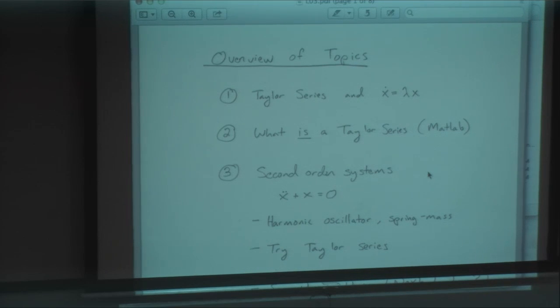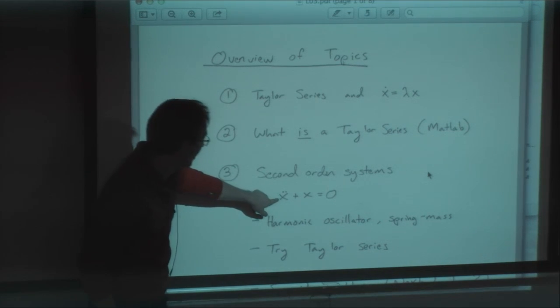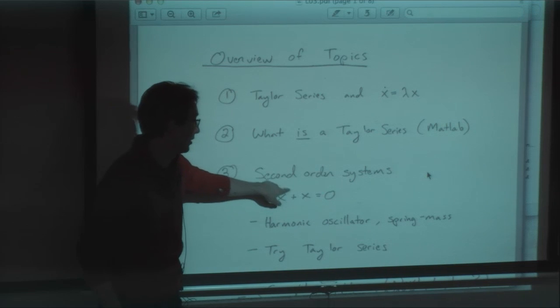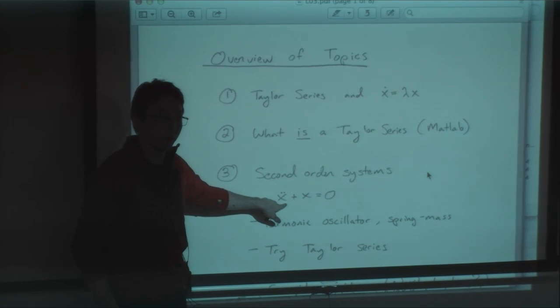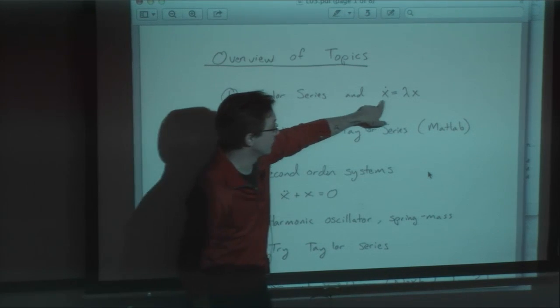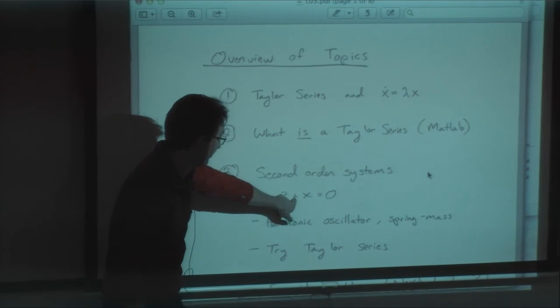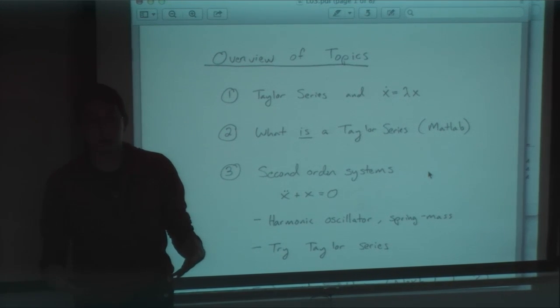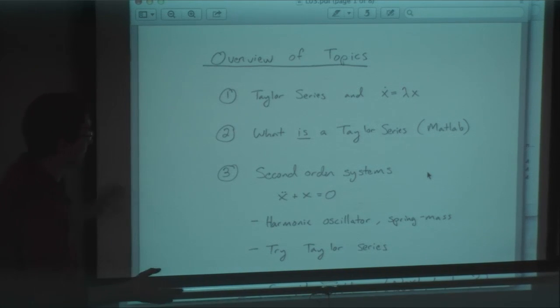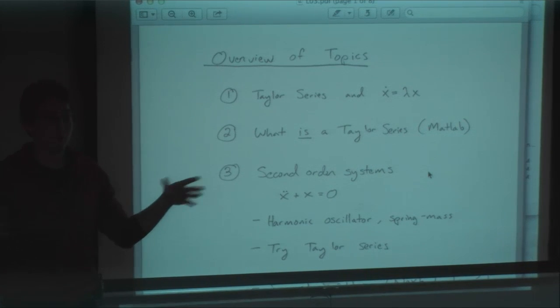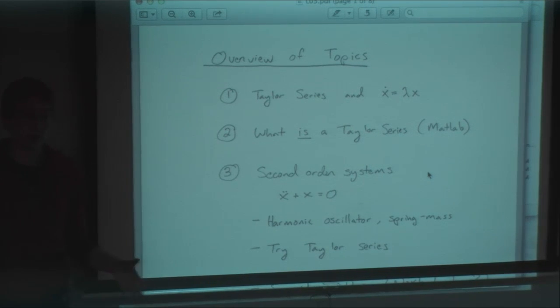When I say second order or higher order, that really means the order of the highest derivative of our variable. So x dot equals lambda x is first order because I'm taking one derivative. x double dot plus x equals 0 is second order because I'm taking two derivatives. And in general, I could have a 9th, 10th, or 11th order differential equation if I had 9, 10, or 11 derivatives.